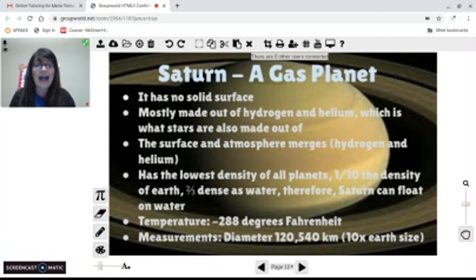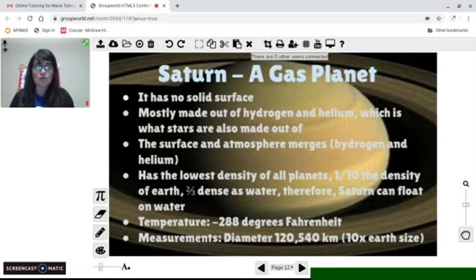That's interesting. It has the lowest density of all planets. That's one of the unique characteristics. We'll learn about it later. 1/10 the density of Earth, 2/3 as dense as water. Therefore, Saturn can float on water. Wow, I like that. Super cool.